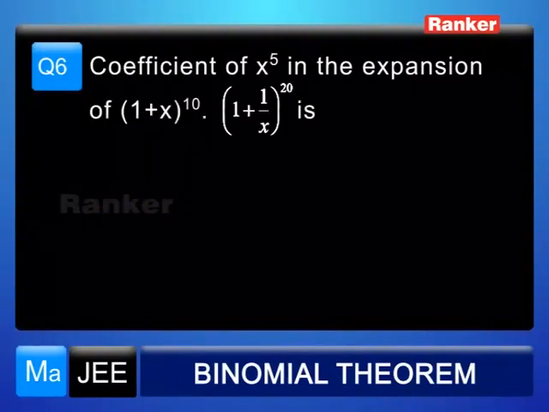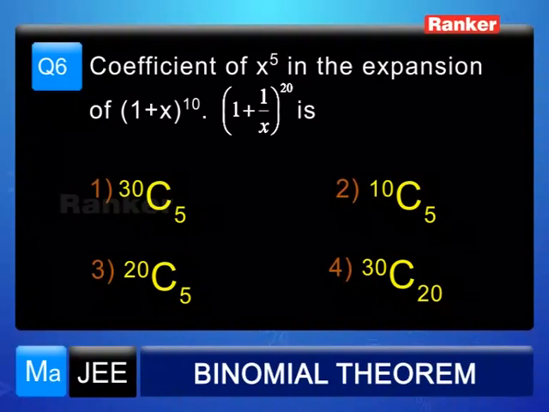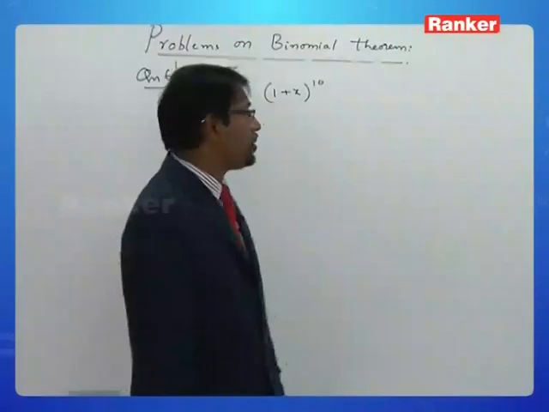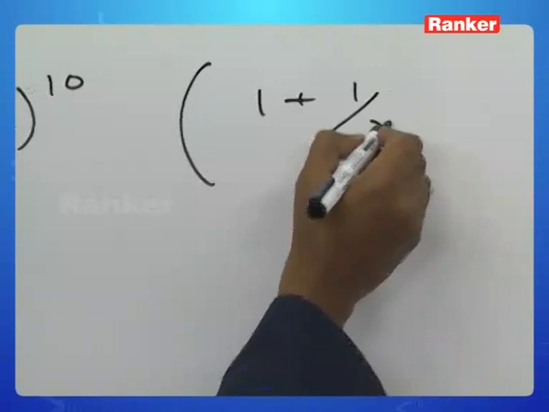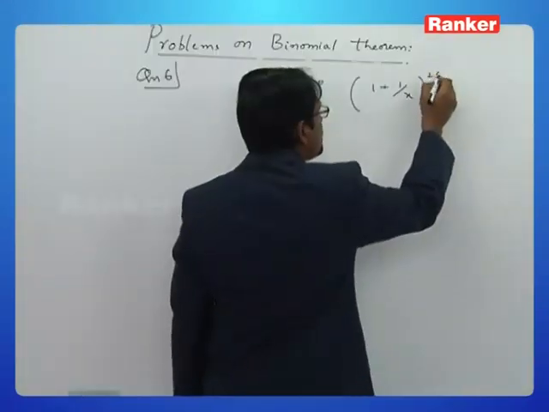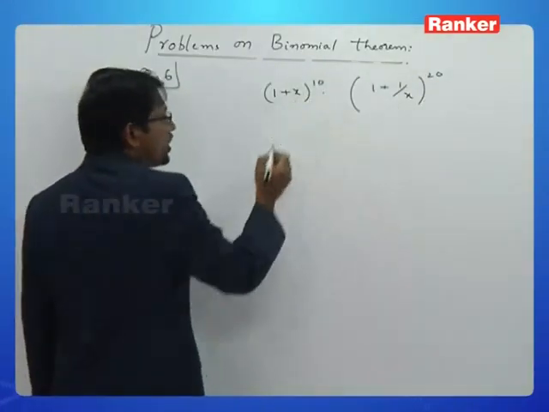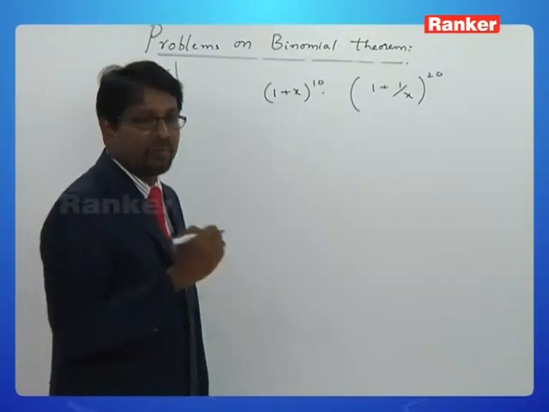The coefficient of x^5 in the expansion of (1 + x)^10 into (1 + 1/x)^20 is: 30C5, 10C5, 20C5, or 30C20. Let's go about how to do this problem. We have (1 + 1/x) raised to the power 20 here. In this product, we are interested in the coefficient of x^5.